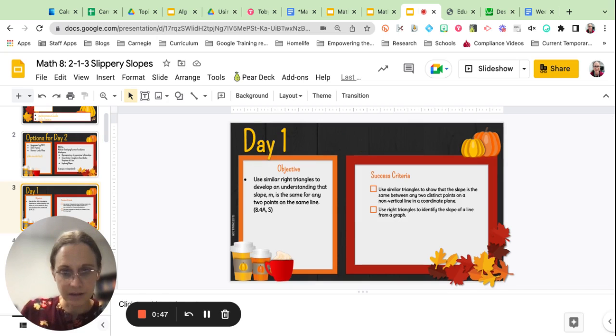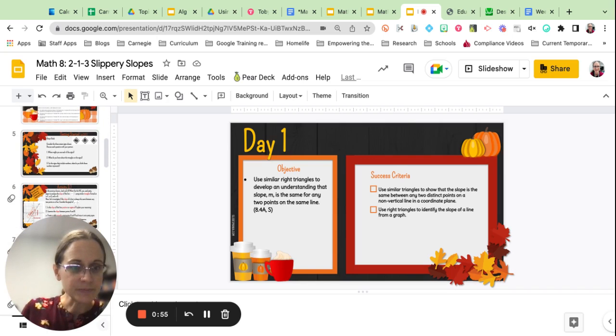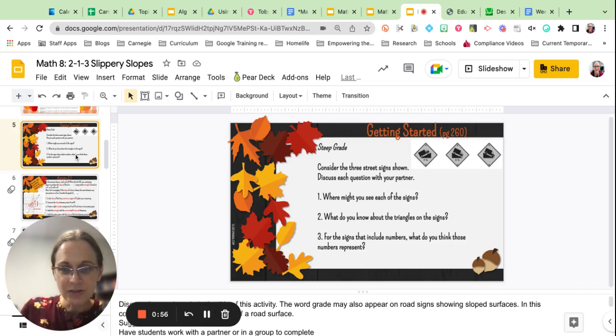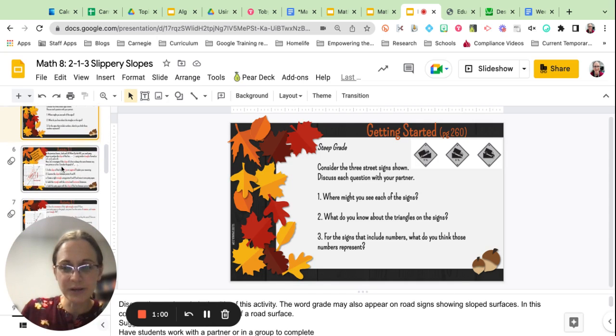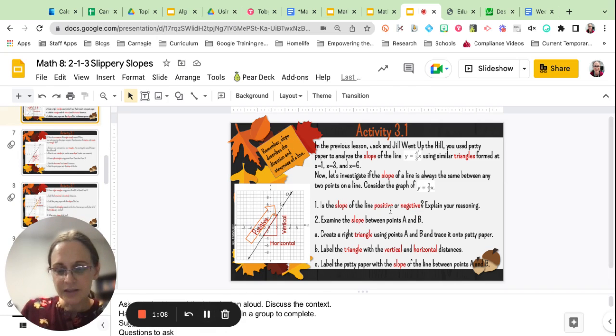Day one, here's our objective, and here is our success criteria. As I said, we are looking at similar triangles and using those to explore slope. So going through the lesson, you'll see that there's a few spots where we have added some additional illustrations and some graphics. The page numbers are written in here. There's some little graphic clues in here for the students. There's also some color coding to draw attention to key words that the student should be looking at.